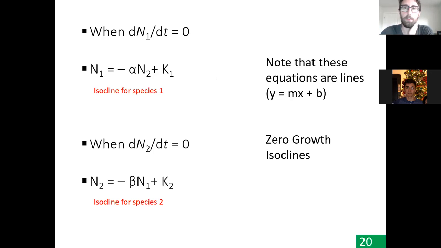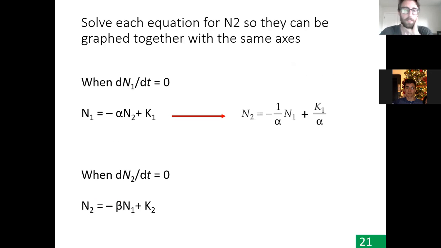That's going to allow us to see how these species affect each other with graphical analysis, by graphing these isoclines together on the same graph and figuring out what happens in each part of the graph with both of them shown together. So the next step in graphical analysis would be to graph these two isoclines together on the same coordinate plane and then figure out what's happening in terms of population sizes of both species in each part of the graph. In order to do that, we have to make sure that we have both isoclines with the same values for x and y, so we need to solve both of them for either N1 or N2.